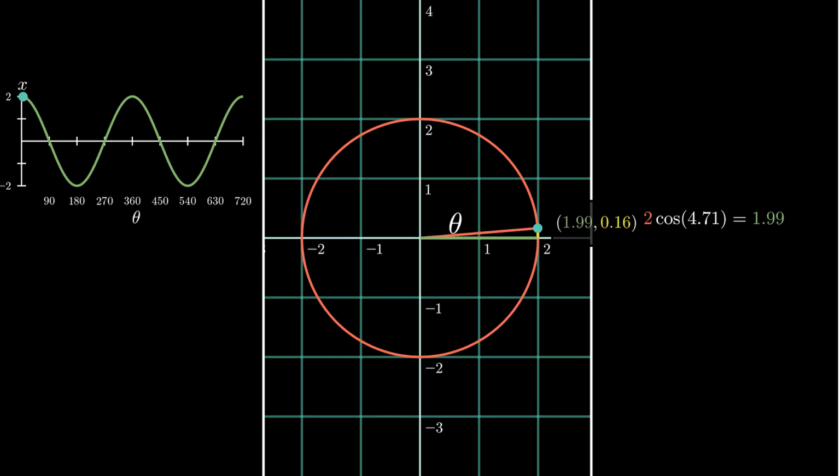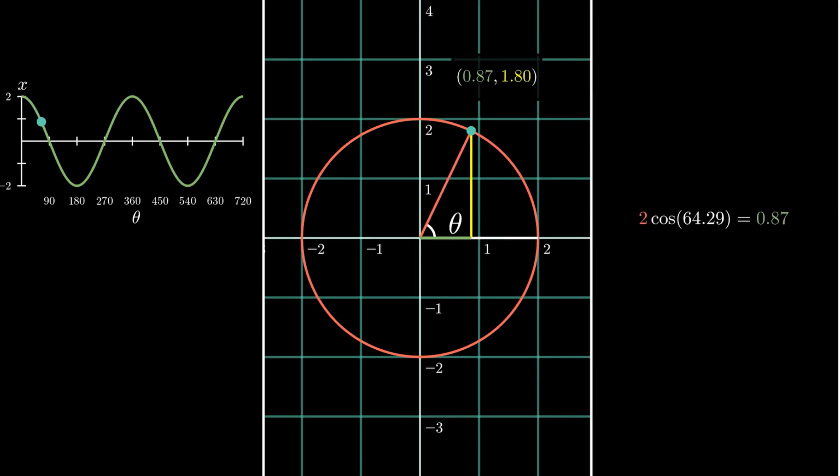The second ordered pair is cosine of 90 degrees, also known as cosine of pi over 2 radians, which on a circle of radius 2 is the ordered pair 0, 2. As you can see, the shadow has no length along x because it is directly above x equals 0. Notice this value is 0 on the graph on the left that is displaying x versus theta.